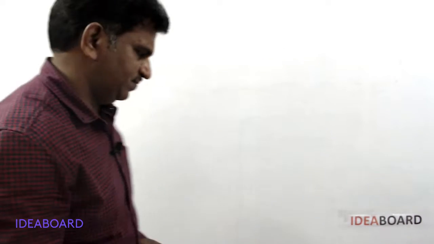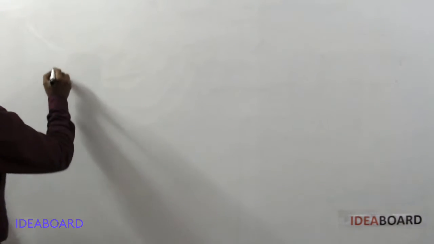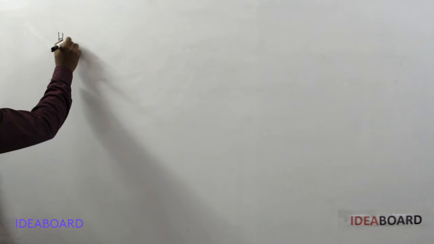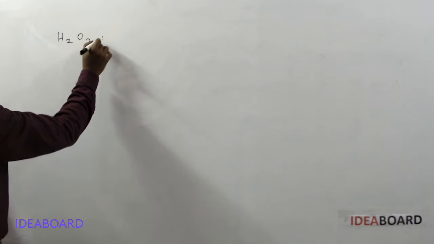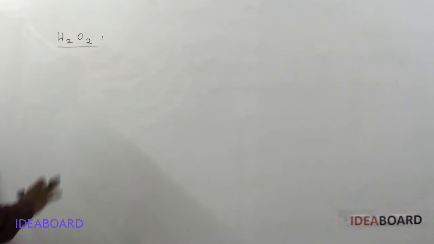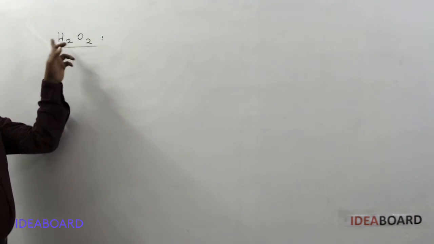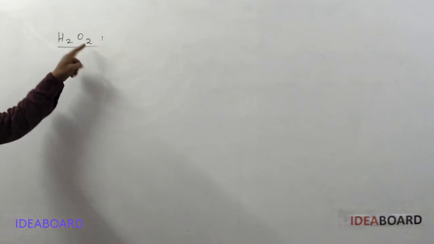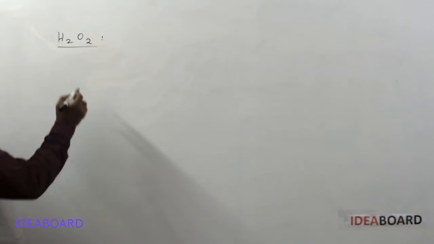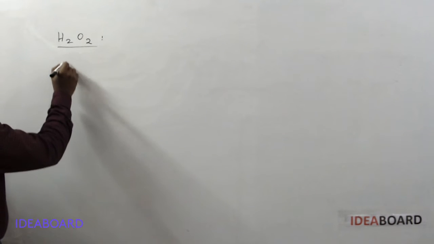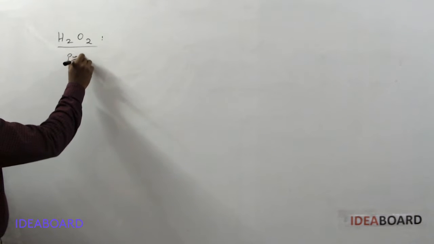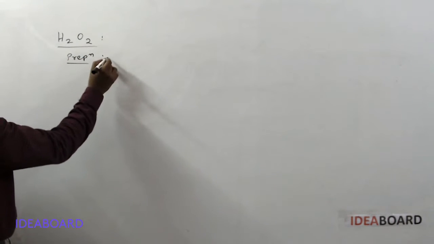Hi students, today I want to explain about hydrogen peroxide. Here hydrogen peroxide means the formula is H2O2. The hydrogen peroxide is also called oxygenated water because one more oxygen is present, so it is called oxygenated water. And the preparation methods of hydrogen peroxide, if you are taking.